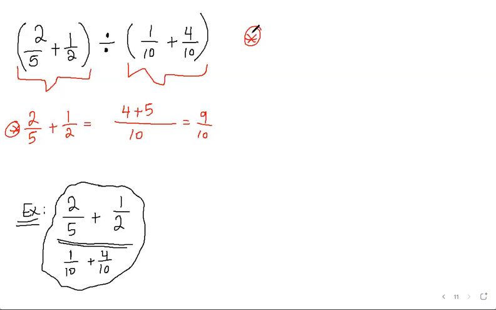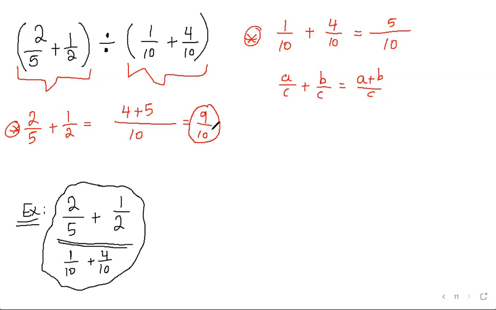I do it here: 1/10 plus 4/10. We could cross multiply, or we don't have to. The denominators are equal. Like I said before, if A/C plus B/C have equal denominators, this means (A plus B)/C. Same thing here. The denominator is 10. 4 plus 1 is 5. So here we have 5/10, and here we have 9/10.